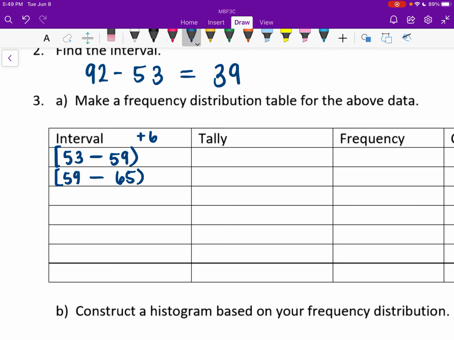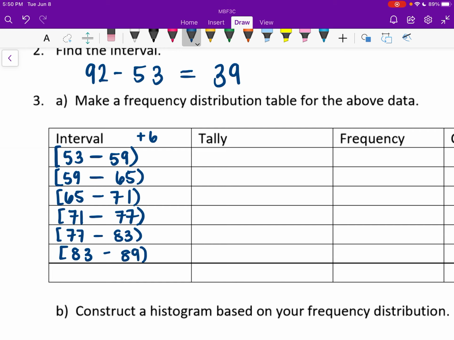Right, just adding 6. 65 plus 6 is going to be 71, right? 71 all the way up to 77. 77 all the way up to 83. 83 all the way up to 89. And then 89 all the way up to 93. And that has all of the data that we need in it.